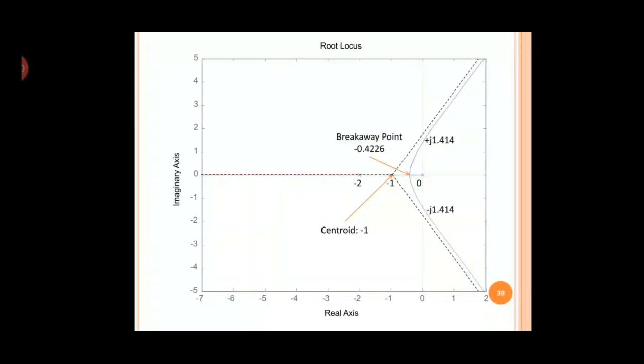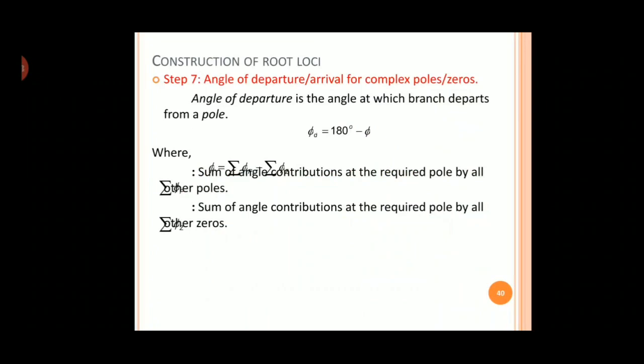Now we are done with drawing the root locus for the system with open loop transfer function example which we had taken, that was k divided by s into s plus 1 into s plus 2. Now there is one more last step left: angle of departure or arrival for complex poles and zeros. One thing to note here is the angle of arrival or departure is applicable for complex poles or zeros.